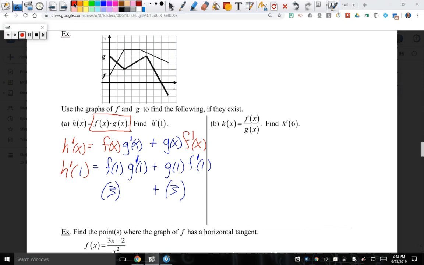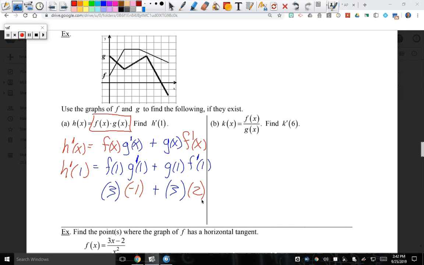Hold on. It's the slope, right? The slope at 1 on the g function. Yeah, so it would be negative 1. Okay, Danielle, do the next one. What is f prime at 1? It's positive 2. Nice. Are there any questions from what just happened?